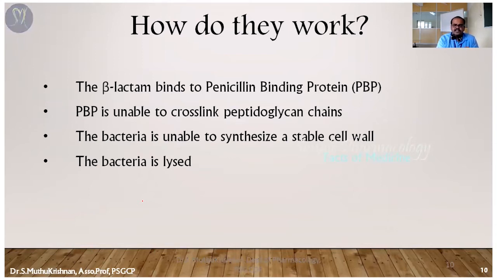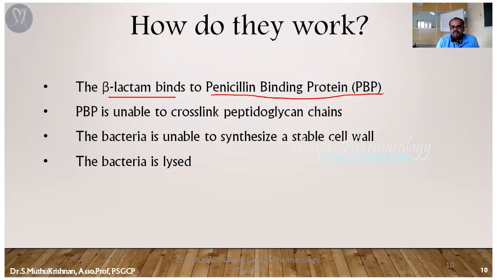So we said that's exactly the mechanism. In the last slide we have seen it is going to inhibit cell wall synthesis. If you want more information about how exactly this mechanism happens, this is the concept. The beta-lactam antibiotic is going to bind with penicillin binding protein.